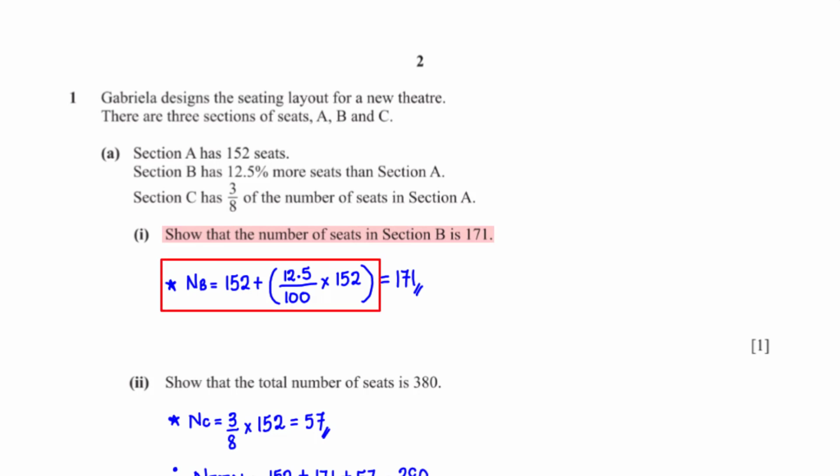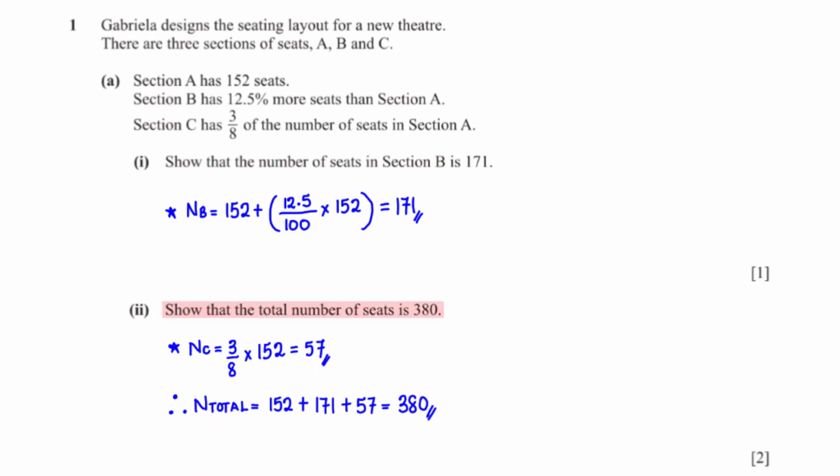The number of seats in Section B is equal to 152 plus 12.5% of 152, which gives us 171. Show that the total number of seats is 380.